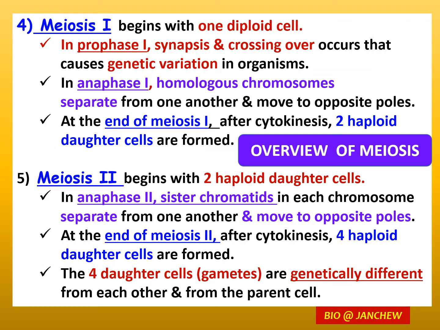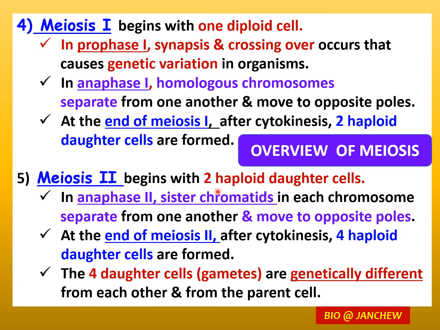To summarize what we have discussed in the previous diagram, here is the overview in words. The overview of meiosis: meiosis I begins with one diploid cell. In prophase I, 2 very important processes occur. Synapsis and crossing over occur, which cause genetic variation or differences in organisms. We will discuss this later. In anaphase I, homologous chromosomes separate from one another and move to opposite poles. At the end of meiosis I, cytoplasmic division has also occurred after the nuclear division, so 2 haploid daughter cells are formed. In meiosis II, the cell begins with 2 haploid daughter cells.